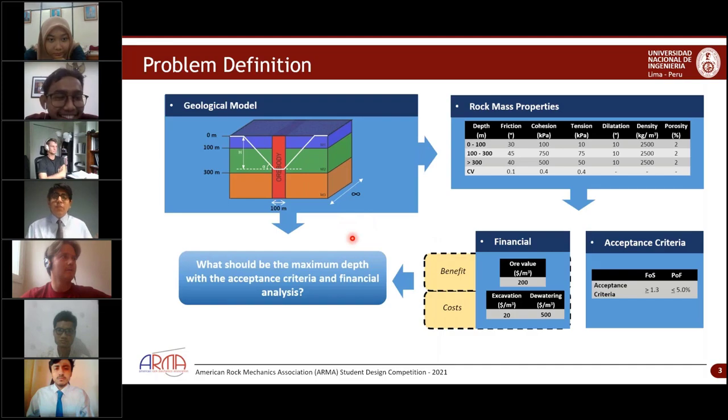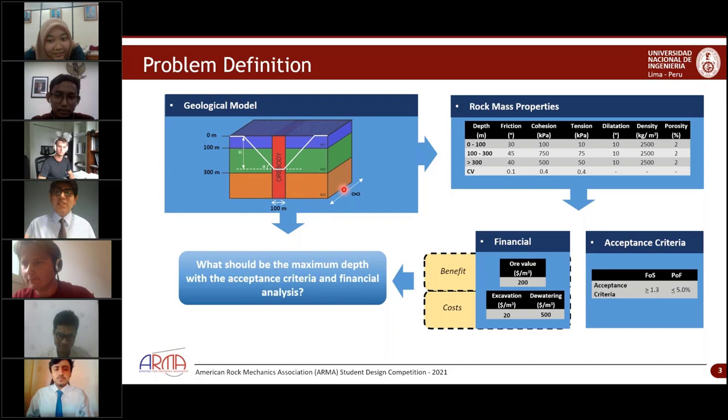Problem definition. The problem consisted of a horizontal and stratified geological model with a vertical ore body of 100 meters width. For simplicity, it was assumed that all geological materials are infinite in length. The rock mass properties, such as the cohesion, friction angle, among others, were part of the problem, and they are summarized in this table.